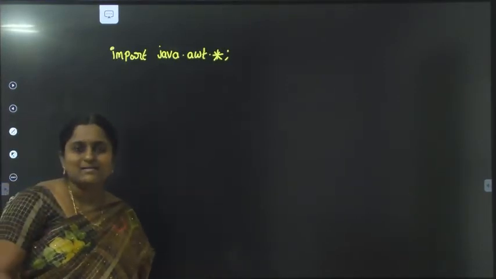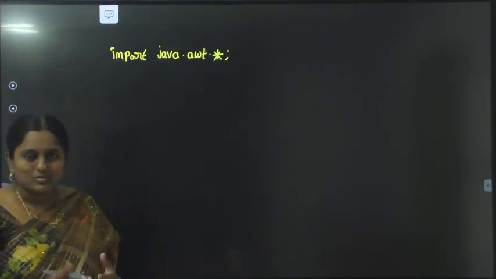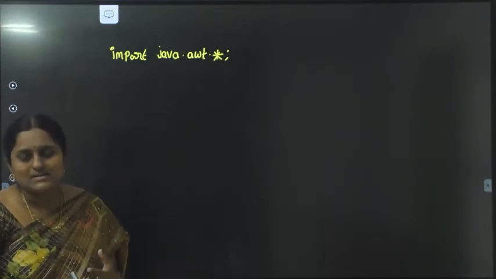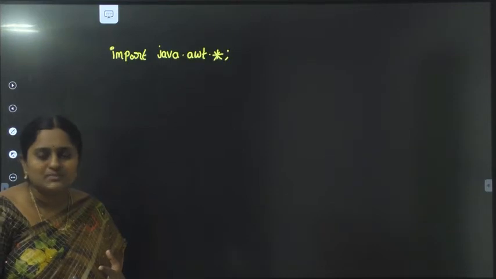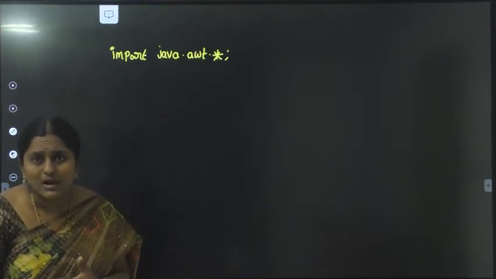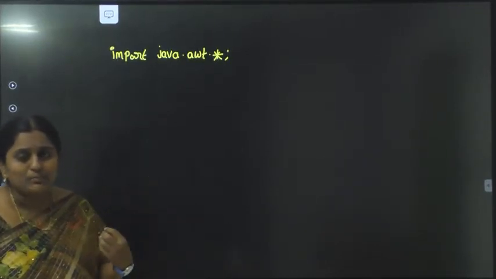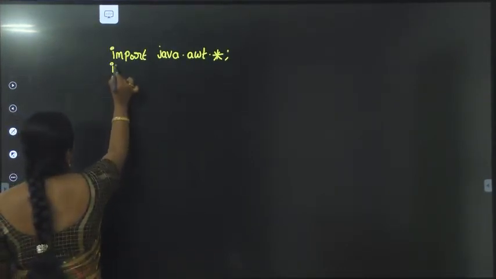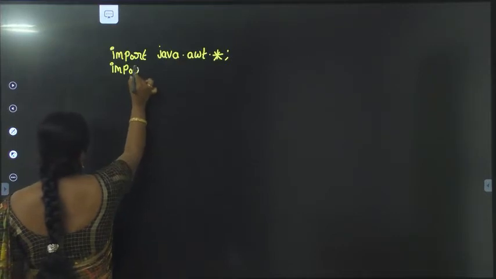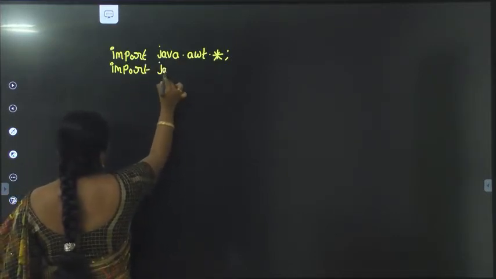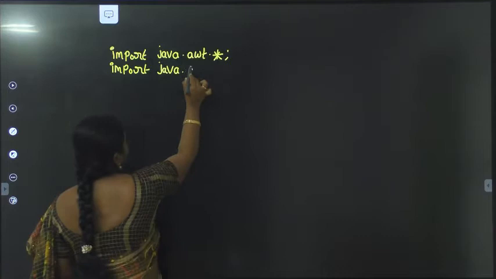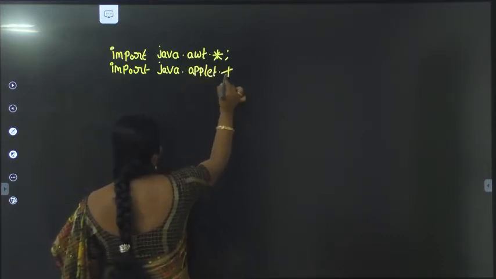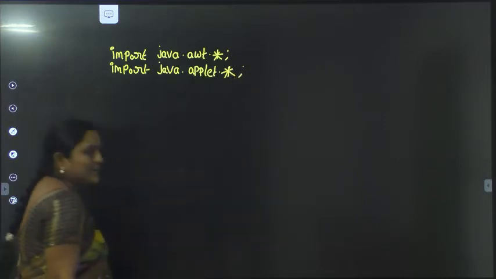Next, here I am importing one more package. What is the package we require? The applet package, because we have to create a window. In order to use applets, we have to use applet programming, so it is highly recommended to import the applet package: import java.applet.*. So these two are the packages.